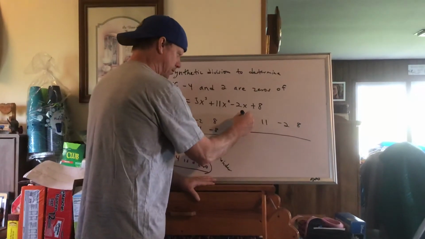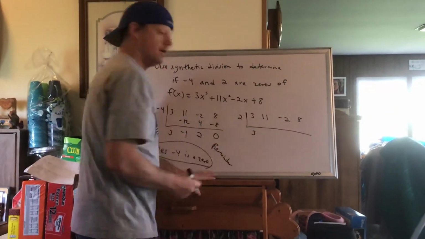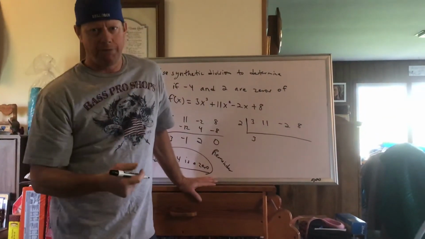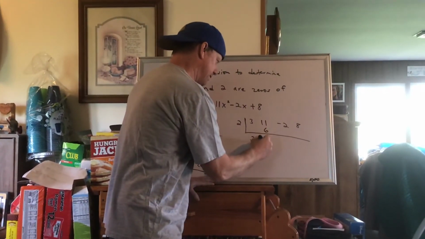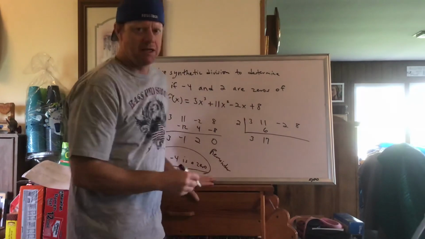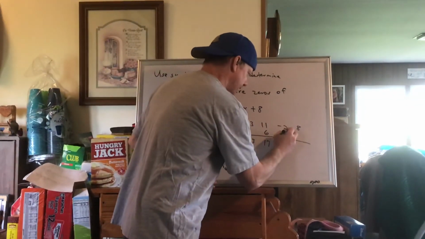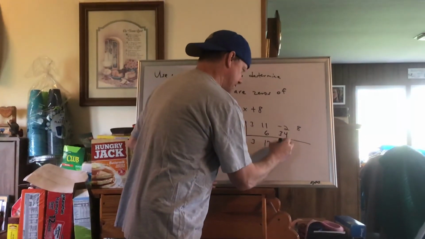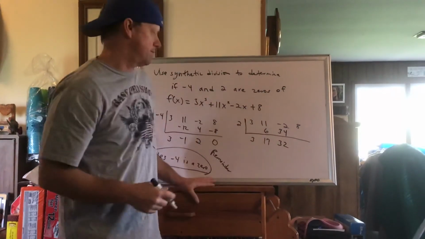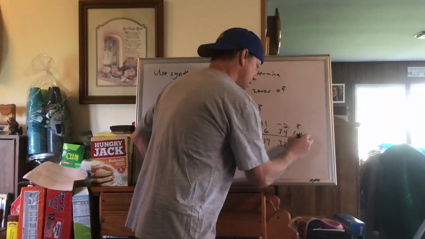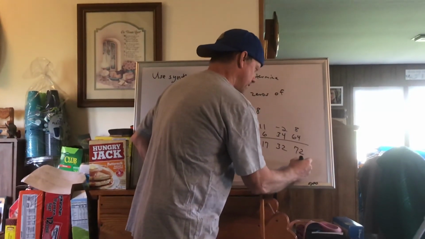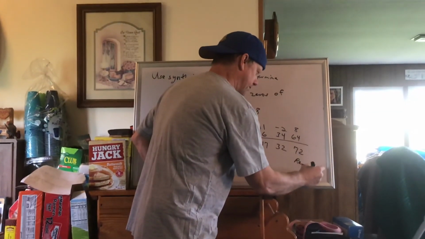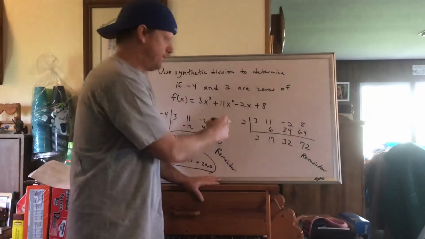Bring down the first guy in the ball game. That's a 3. Multiply and add, multiply and add, multiply and add. 2 times 3 is 6. 11 and 6 added together is 17. 17 times 2 is 34. 34 plus -2 is 32. 32 times 2 is 64. 64 and 8 is 72. We got 72 for a remainder when we tested out 2.